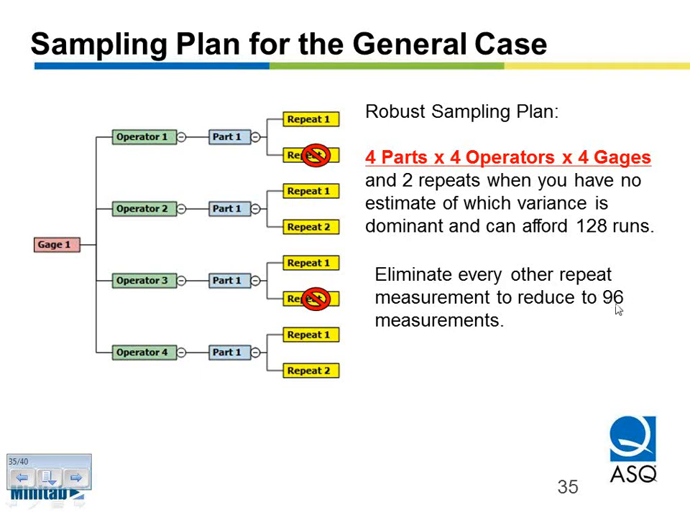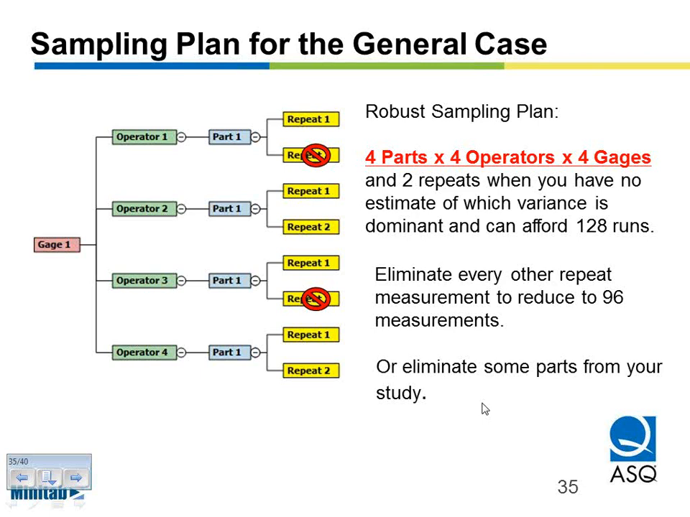And your total number of runs will go down to 96. So this is not a bad plan to go to 96. Now, if that doesn't satisfy you, if you think the repeatability of your gauge is a strong component and you want to do an excellent job of measuring that repeatability, you can reduce your number of parts to 2 parts and cut that down to 64. Of course, your number of repeats will then go down, but you can reduce the number of parts.